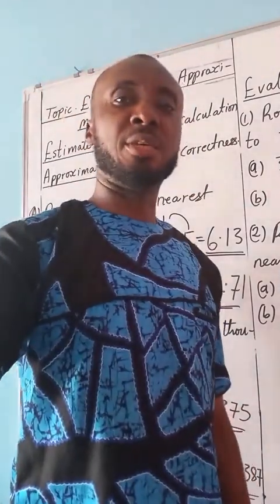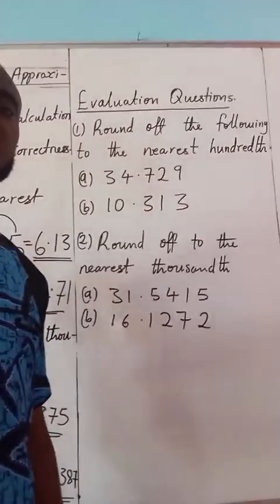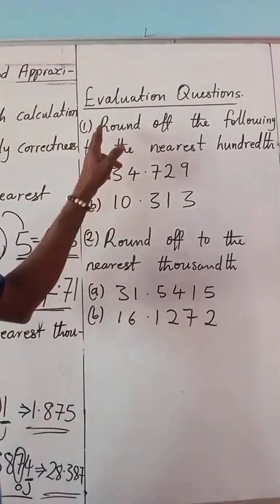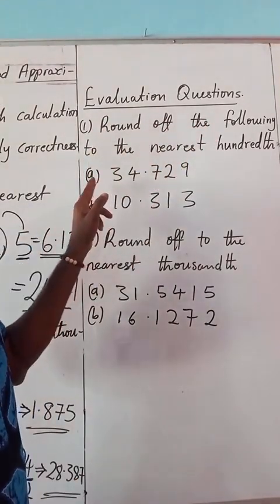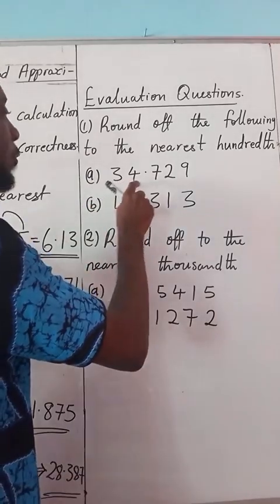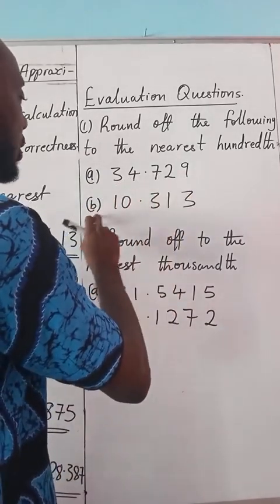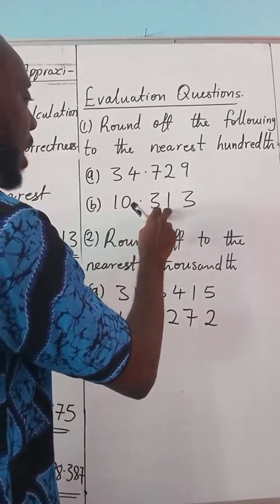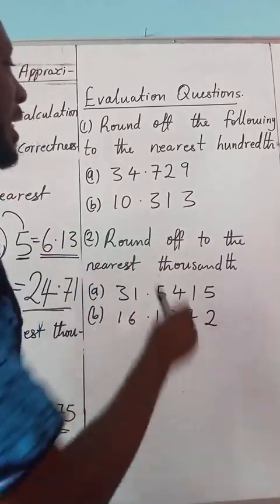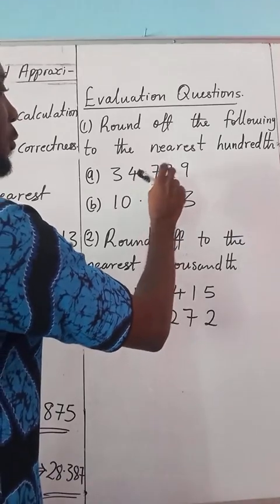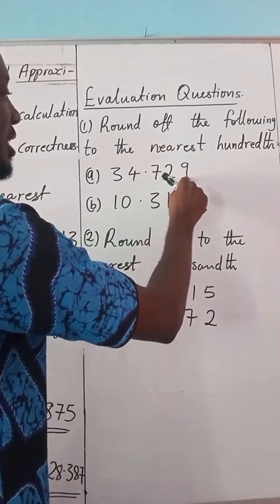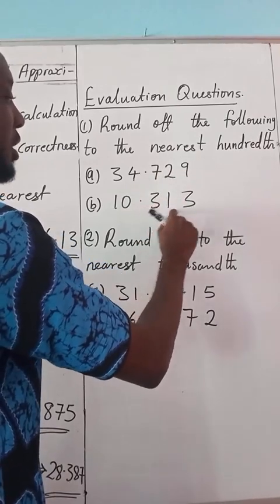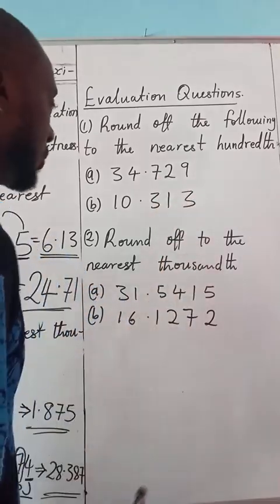Now let's look at these evaluation questions. Number 1, round off the following to the nearest hundredth. A, 34.729. B, 10.313. Remember that you find the hundredth place here. We have tenth place, hundredth place, and this is the determinant factor, whether to round up or down.